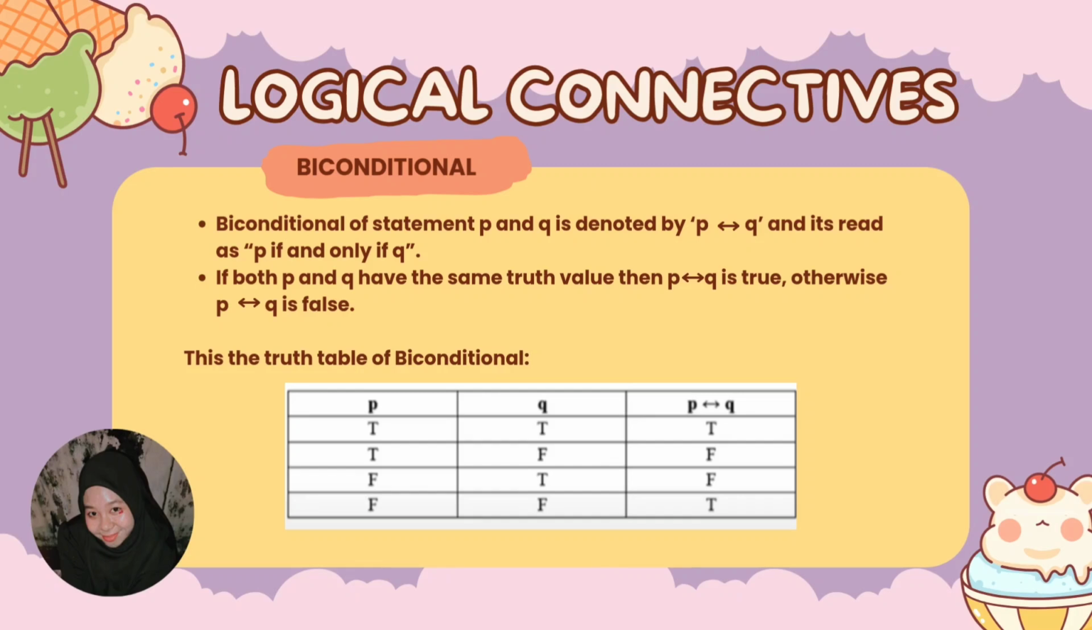When both P and Q are true, P biconditional Q is true. When P is true and Q is false, P biconditional Q is false. When P is false and Q is true, P biconditional Q is false. When both P and Q are false, P biconditional Q is true. The key point to remember here is that a biconditional statement holds true only when P and Q have the same truth value. In simpler terms, it checks for logical equivalence between the two statements.